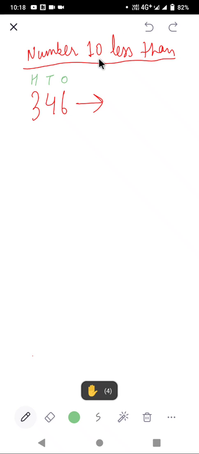Students, what do we have to find out? A number which is 10 less than 346. So we subtract 10 from the tens place. This is 10 ones now, so we can write 10. Means we have to subtract 1 from the tens place. The tens place is 4. Subtract 1 from 4, what will you get? 3. So at the tens place we write 3, and the hundreds place and the ones place we write as they are.